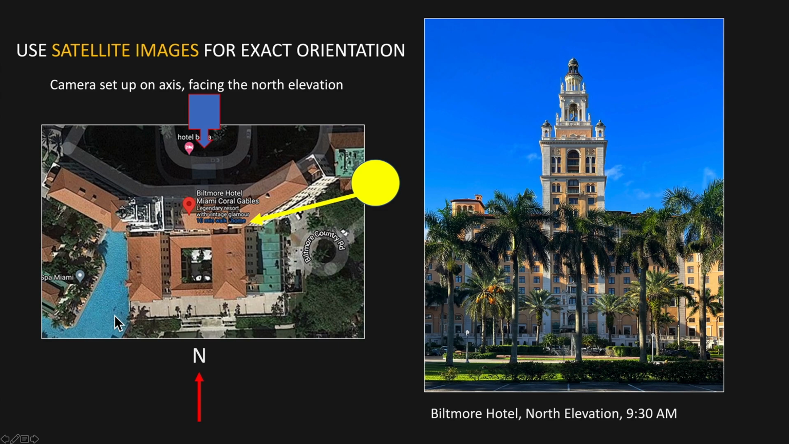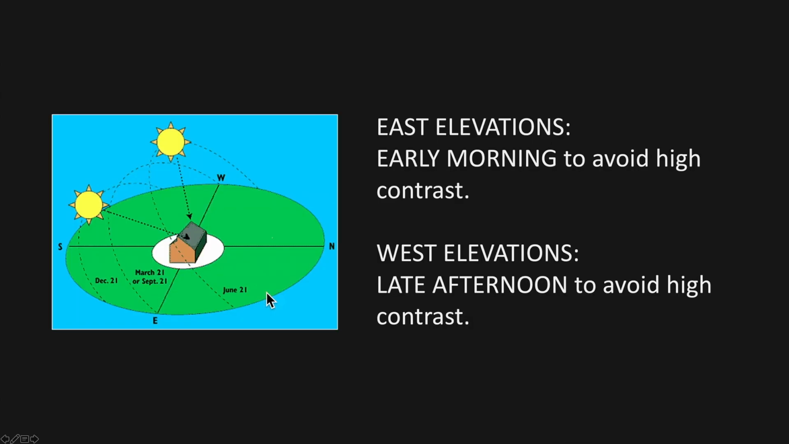So you can see here, I'm standing here, here's due north. My camera is here. I'm looking at the north elevation of the Biltmore Hotel at 9:30 in the morning. And you could see by this graph that the sun is going to hit the north elevation at that time during the day.